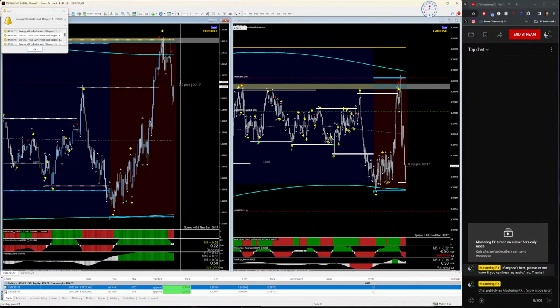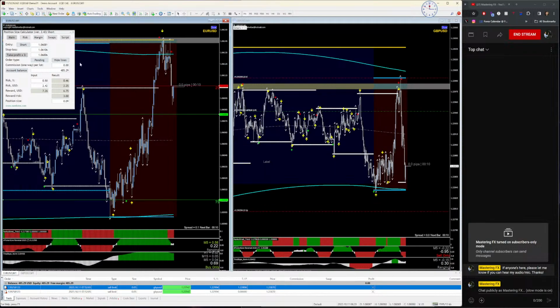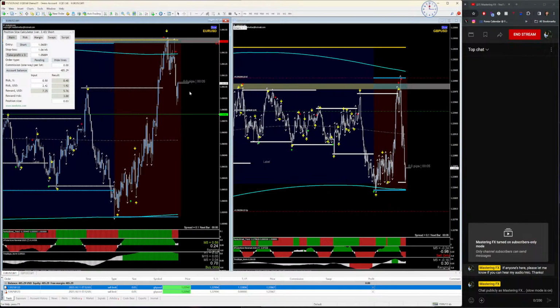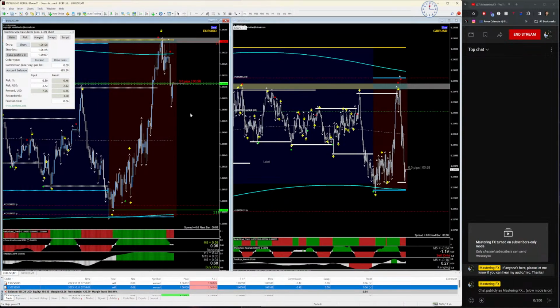That is a market structure shift. Oh shit. Hey. Stop loss right here. And I'm actually gonna take an instant sell here because we are in the fair value gap, so we did get an entry as well.